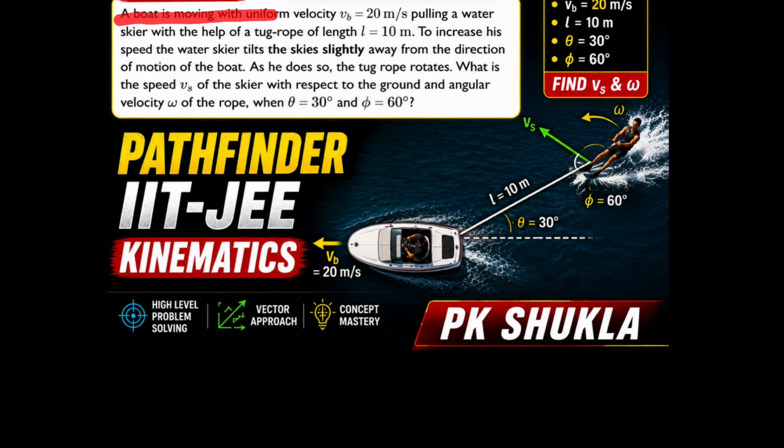A boat is moving with uniform velocity, it is given, pulling a water skier with the help of a tug rope of length L. To increase his speed, the water skier tilts the skis slightly away from the direction of motion of the boat. As it does so, the tug rope rotates. What is the speed of the skier with respect to the ground and the angular velocity of the rope? And given these two angles.